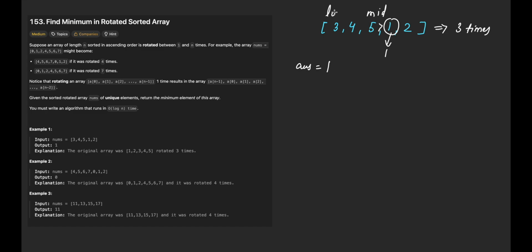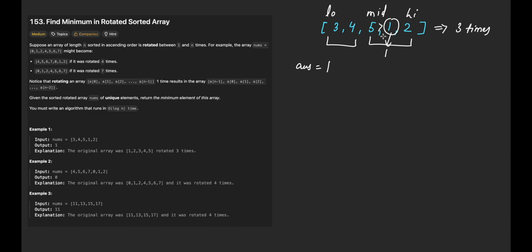Else, another thing to be noted here is, suppose our mid point was here, let's say low and let's say high, then you can see the minimum element is always lying in the unsorted part. So this is the unsorted part and this is the sorted part.